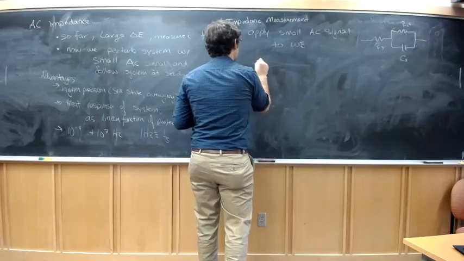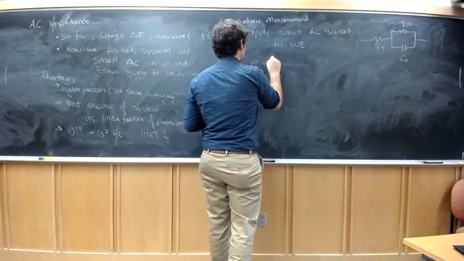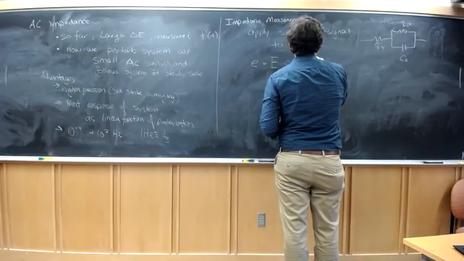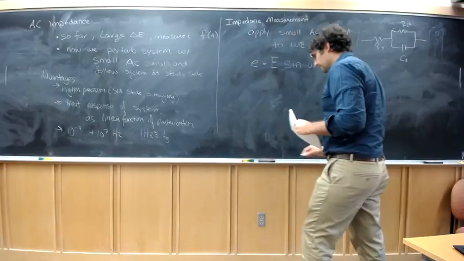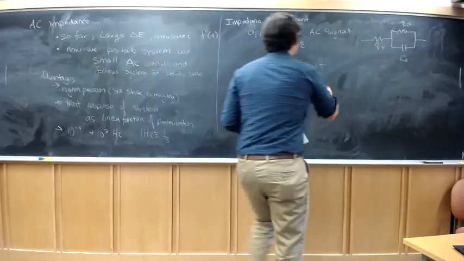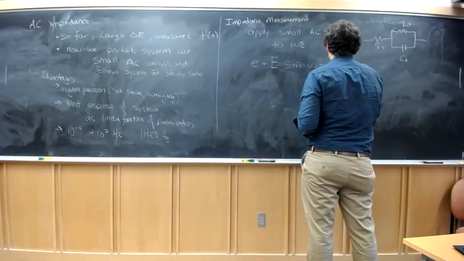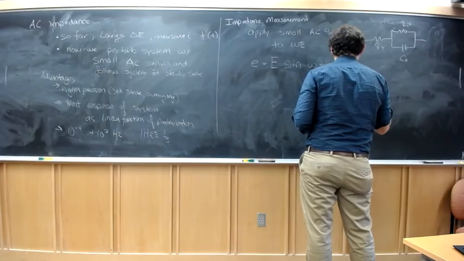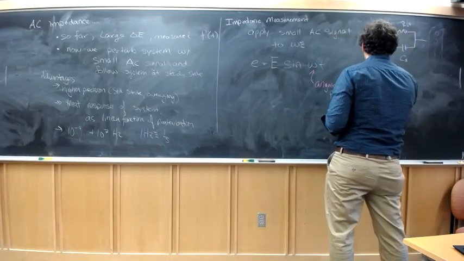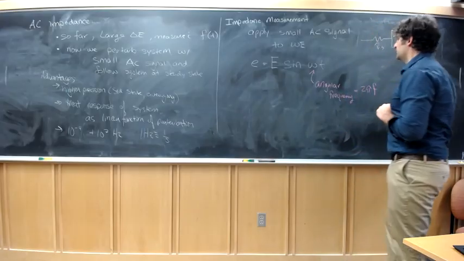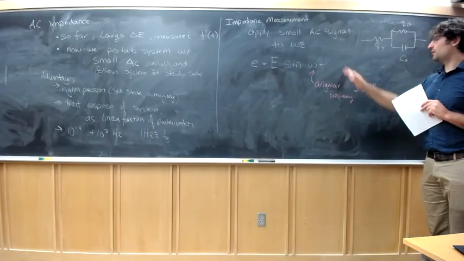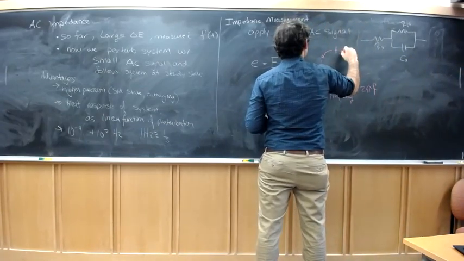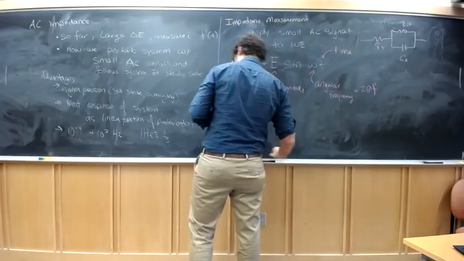And we're going to call that signal E. And it's going to have some maximum magnitude, big E. And it's going to modulate as a sine wave with an angular frequency, omega. So omega is the angular frequency, and omega is equal to 2 pi times the frequency. And you'll see why this is useful in a second. This is time. And this is the maximum.